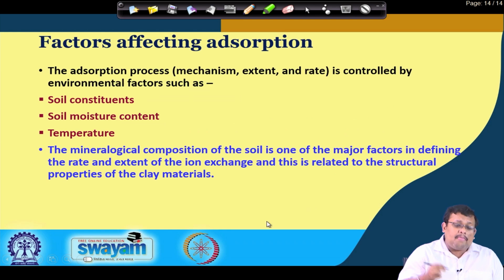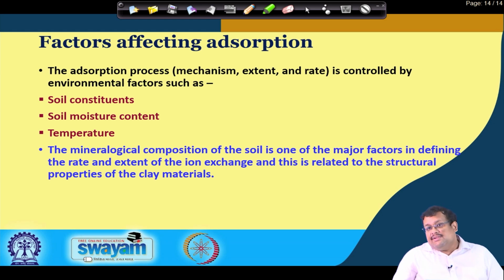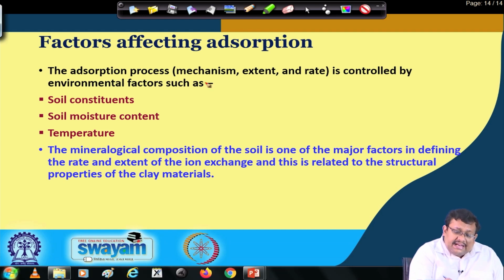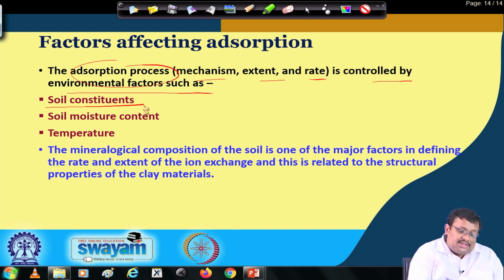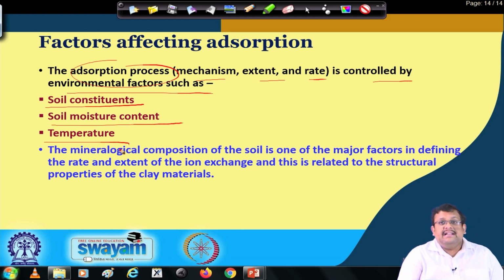Now, what are the factors affecting the adsorption? Obviously, there are numerous factors which basically control the adsorption of these organic and inorganic pollutants. Now, the mechanism, extent and rate of the adsorption process are basically controlled by environmental factors. What are those three environmental factors? First of all, soil constituents, then soil moisture content, and then temperature. So, these are the major three controlling factors. Now, remember that the mineralogical composition of the soil is one of the major factors in defining the rate and extent of the ion exchange, and this is related to the structural properties of the clay minerals.